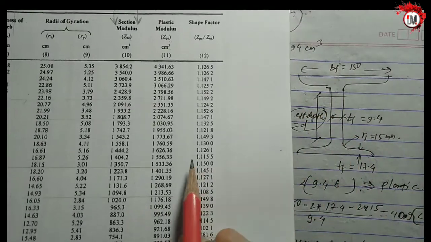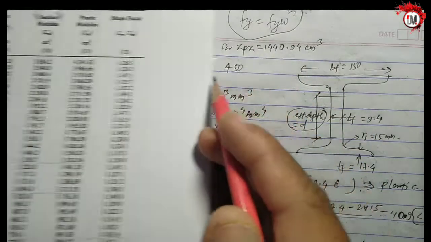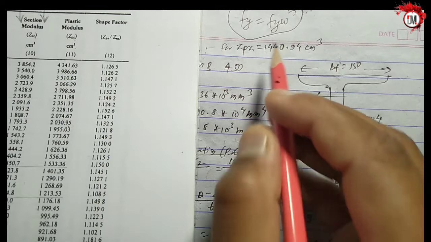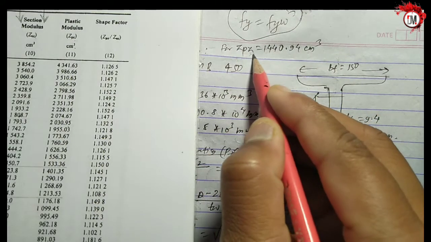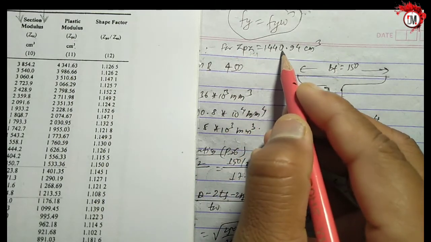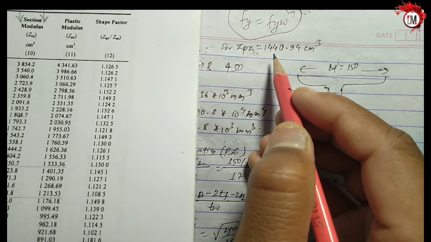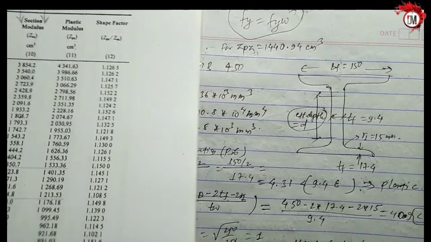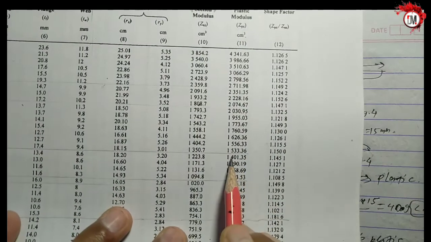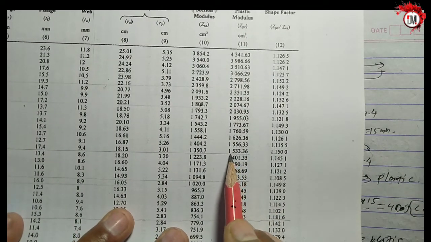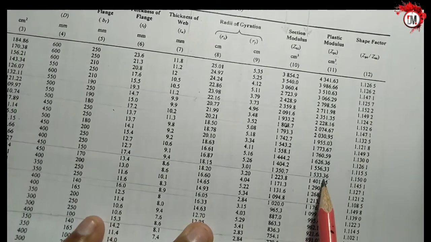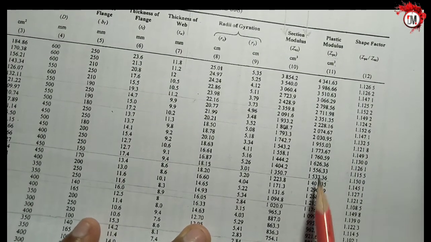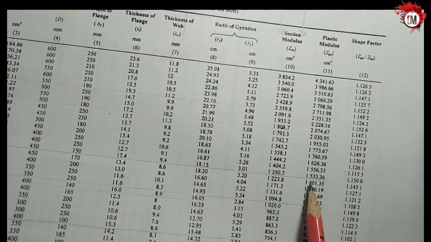Okay, the value of ZPZ is always greater than the ZPZ required. So here ZPZ required is 1440. So we have to choose a value greater than ZPZ required. Here we have the option to choose 1533.36 and 1556.33. These are all greater values than ZPZ required.